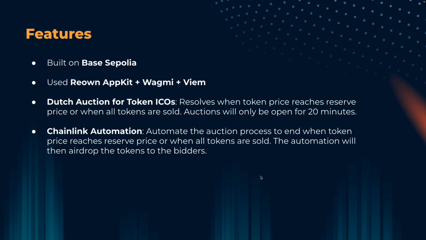There are two more features that I would like to reflect on. One of them being the Dutch auction for token ICOs, where auctions resolve when the token price reaches a reserve price or when all tokens are sold, with each auction open for a fixed duration of 20 minutes. The other one is Chainlink Automation. We utilize Chainlink Automation to handle auction timing and closing conditions automatically, ensuring a seamless and reliable auction process without any human intervention.